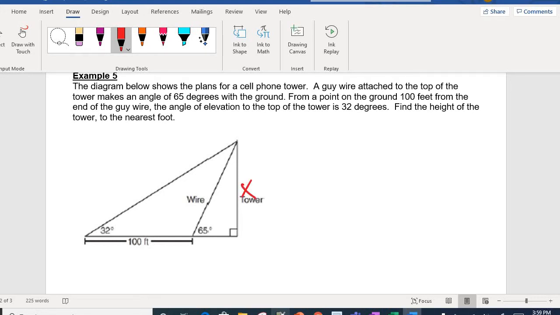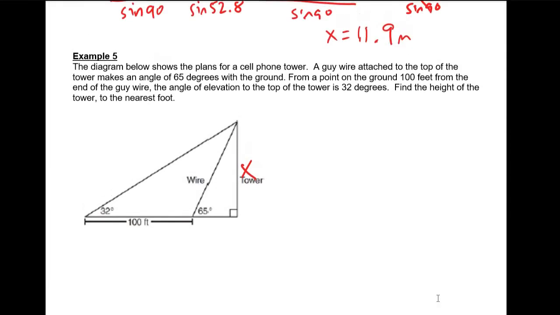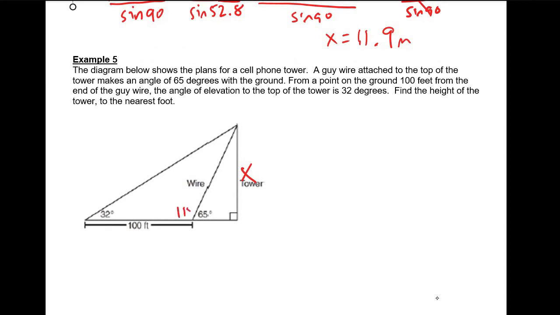So again, what I would recommend doing right away is find all the missing angles. If I have a 65 here, that means the angle that's supplementary to it should be 115. And then if I use the 65 and the 90, that should give us a 25 to complete that triangle. And then finally, if I take 180 and subtract 32 and subtract 115, that should give me a total of 33 over here.